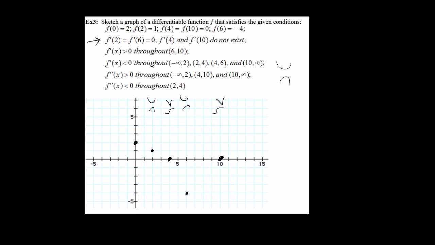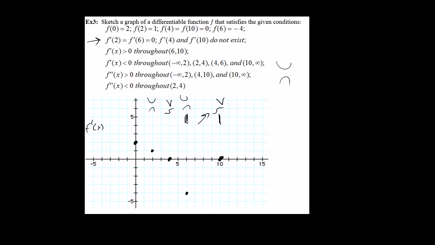So we know f prime of x is greater than 0 between 6 and 10. If our derivative is greater than 0, that means our slope is greater than 0. So our slope is positive between 6 and 10. So let's give our f prime of x information. Let's do it up here. So between 6 and 10, we know our slope is going up.